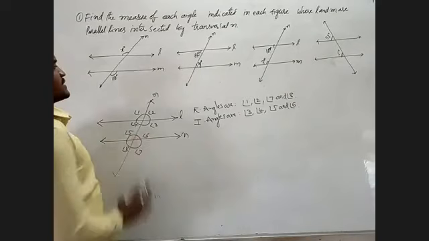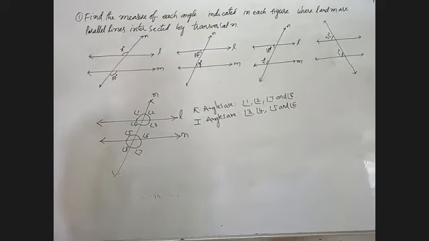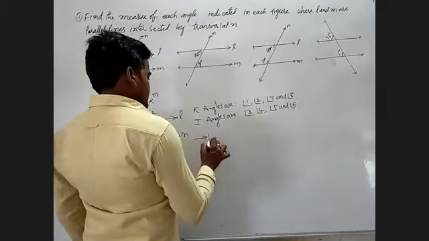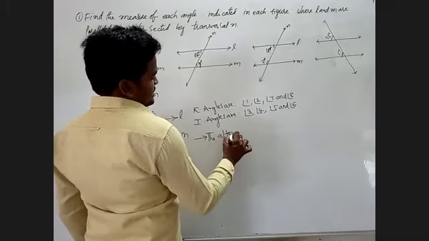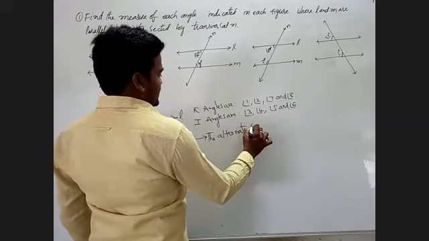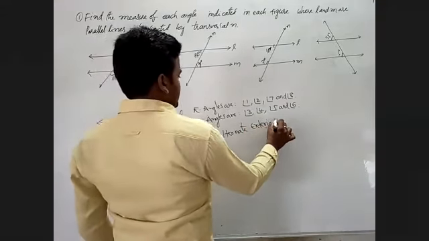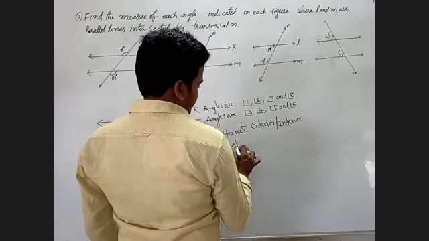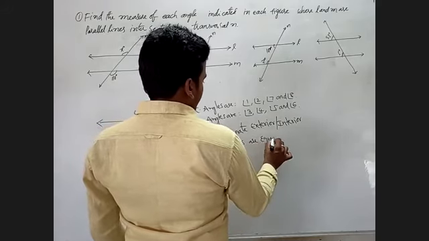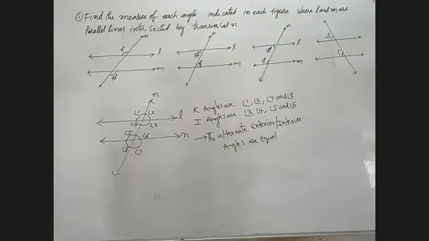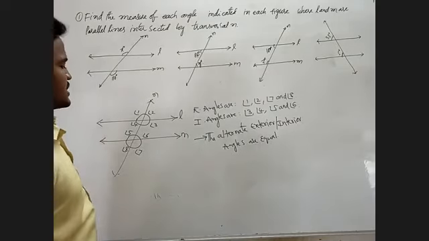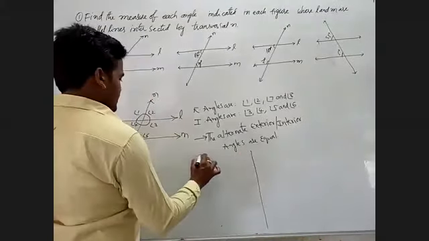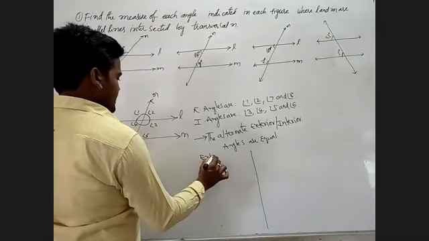We will observe that in this given transversal, the alternate interior and alternate exterior angles are equal. Here, first we will observe. First we will write their exterior angles.